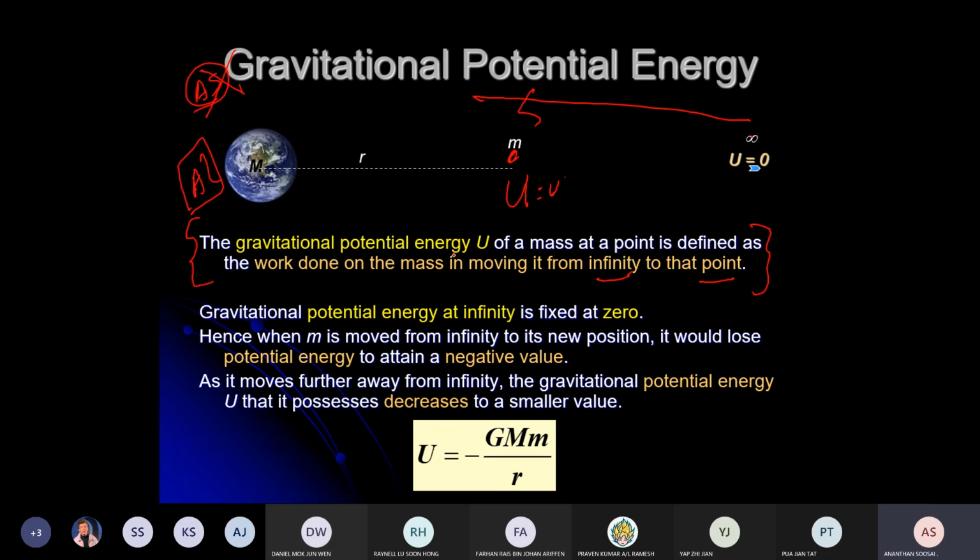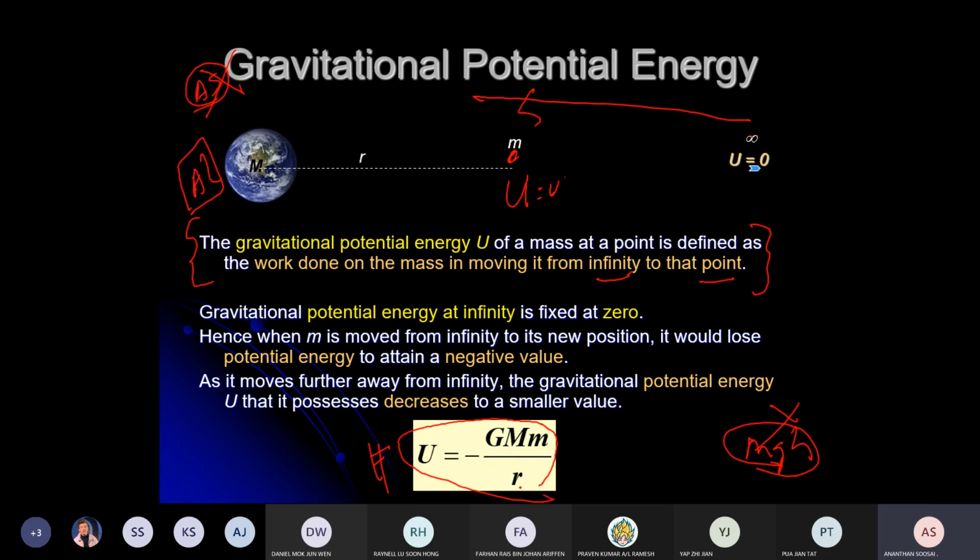So what is gravitational potential energy defined as? It is the work done on the mass in moving from infinity to that point. That's gravitational potential energy. This is the original formula, instead of mgh. mgh is just an approximation. The original gravitational potential energy formula is negative GMm over r.